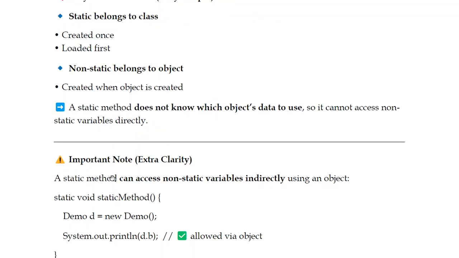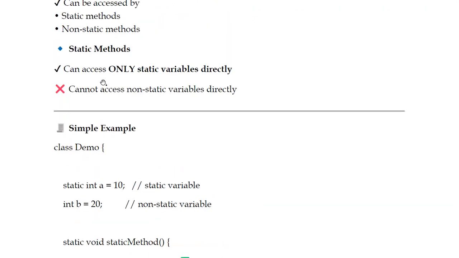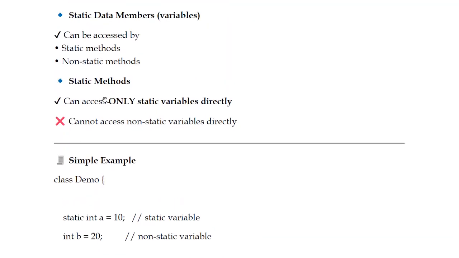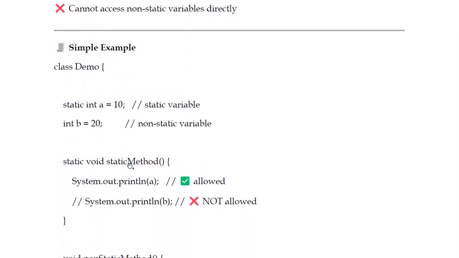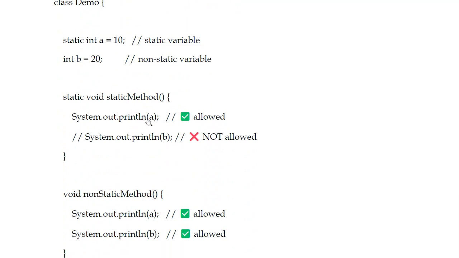Got it? Here, static data members can be accessed. I told you static data members can be accessed by both static and non-static methods. Here, a is accessed in the static method and also in the non-static method. Here I am printing a. Here I am also accessing a. So both are possible, and I am able to access it in both.